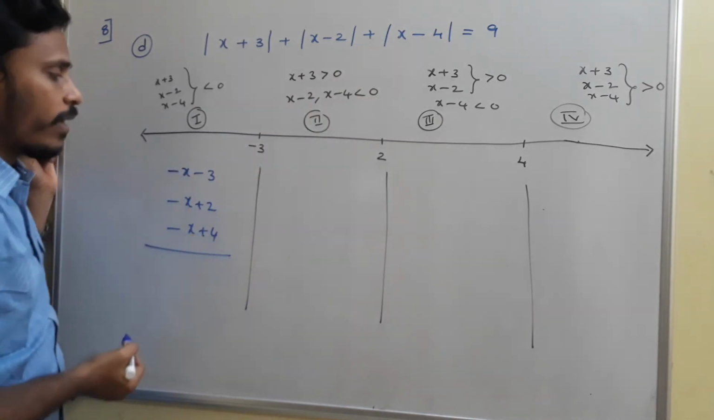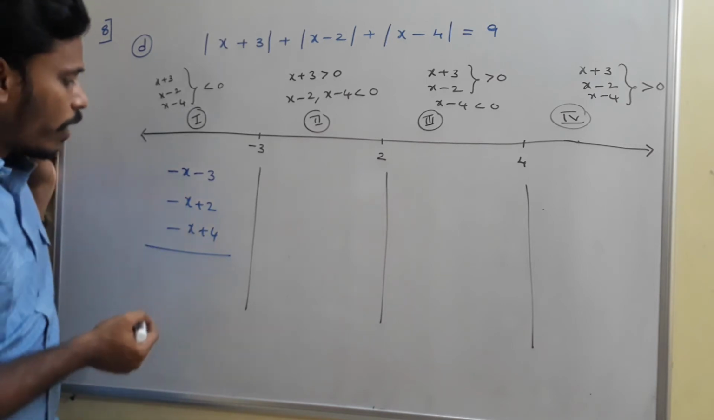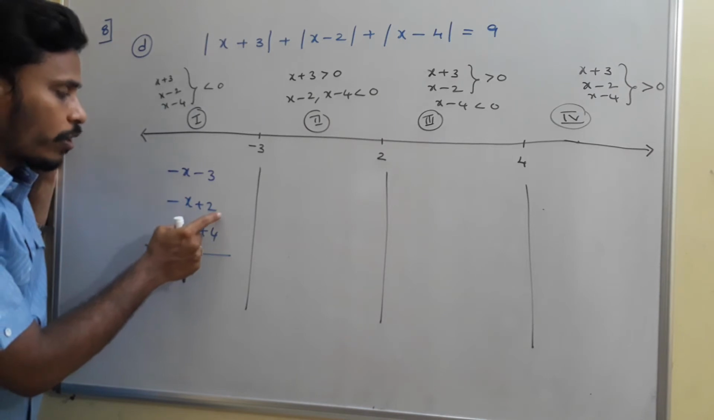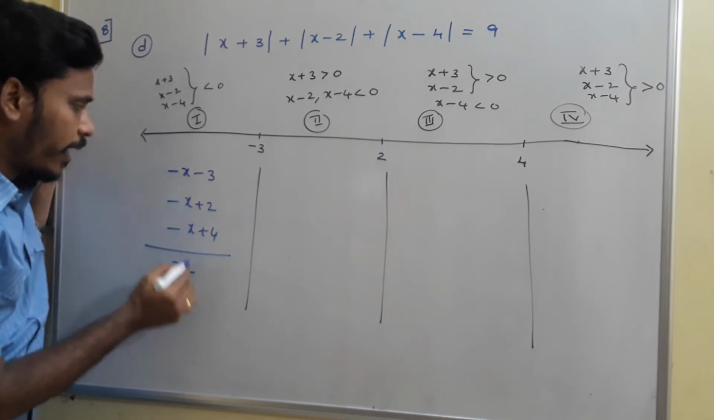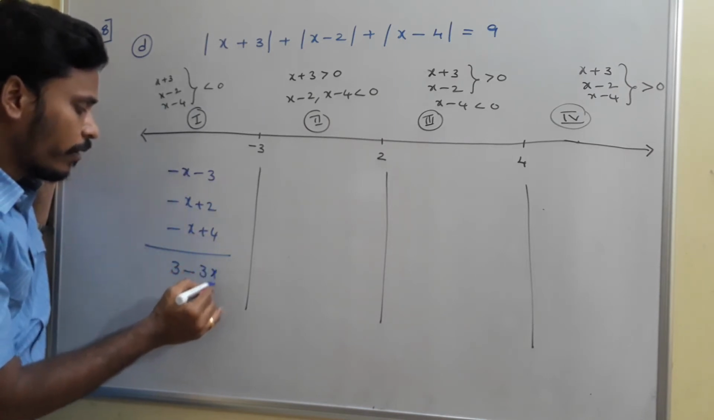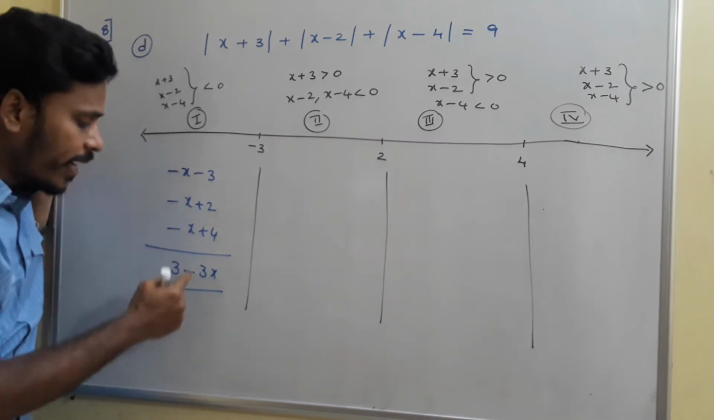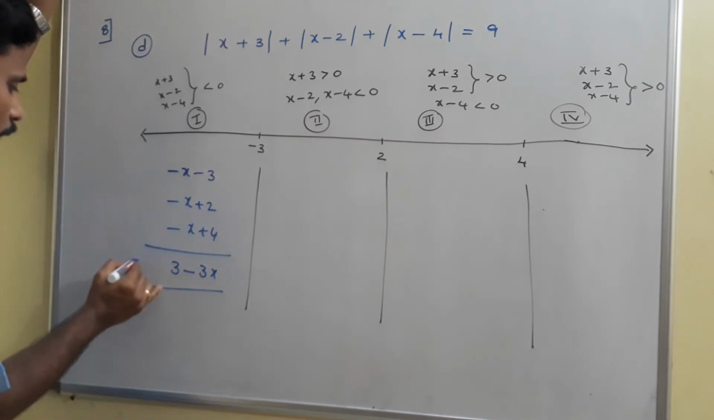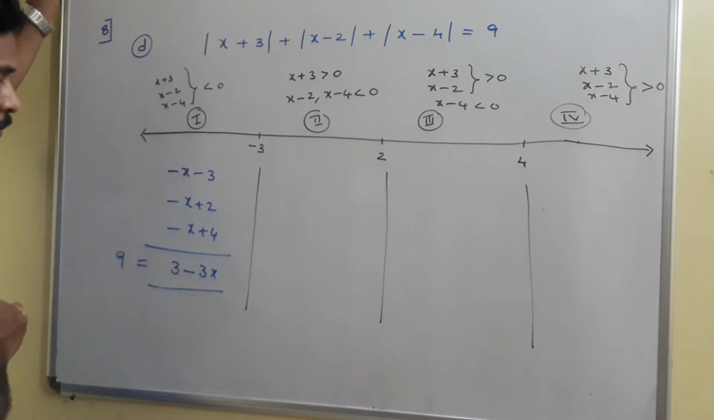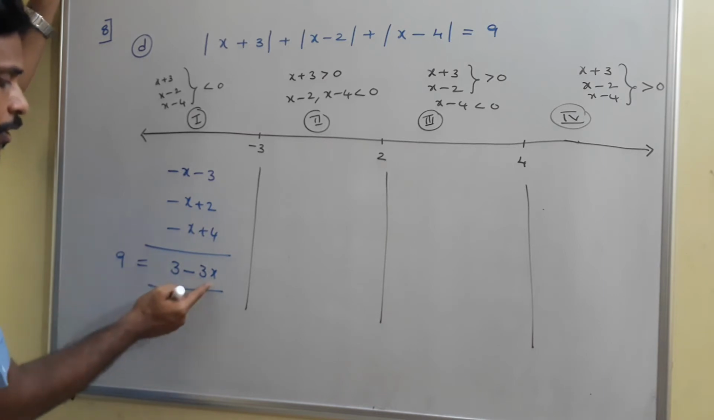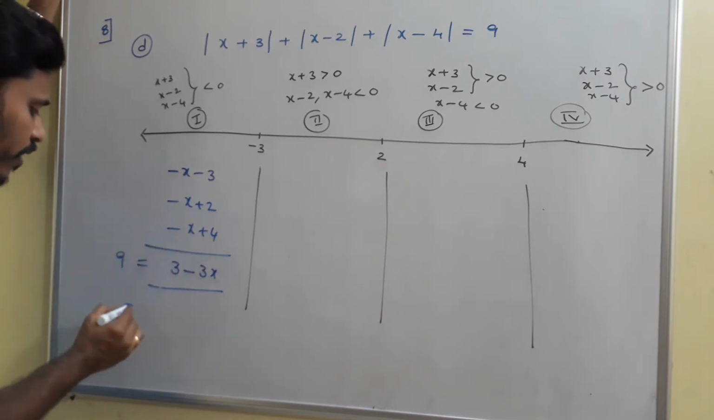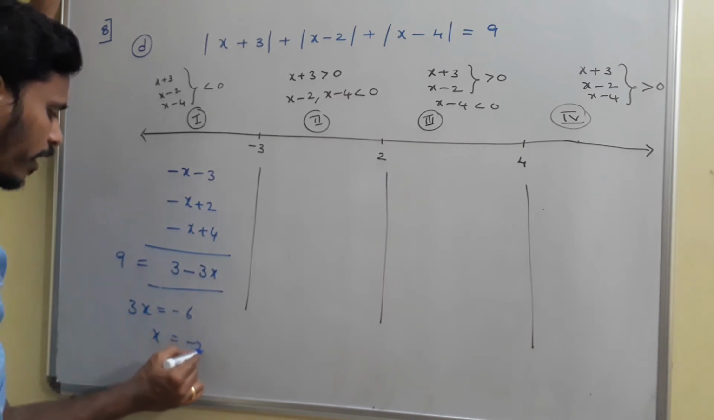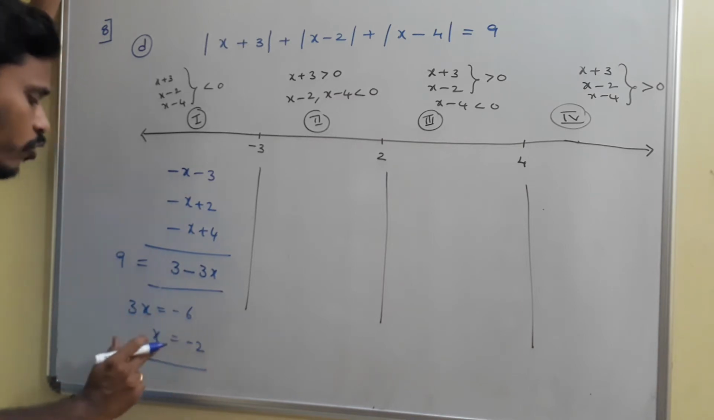And if you add, what will happen? Because plus is there in between them, we add all these things: 4 plus 2 is 6, minus 3 is 3, and minus x three times is minus 3x. So 3 minus 3x, and it is given as 9. So equate 3 minus 3x to 9 and we need to get the value of x. Send 3x to this side, 9 to that side. You will get 3x equals minus 6 and x equals minus 2. So x equals minus 2 is the answer.